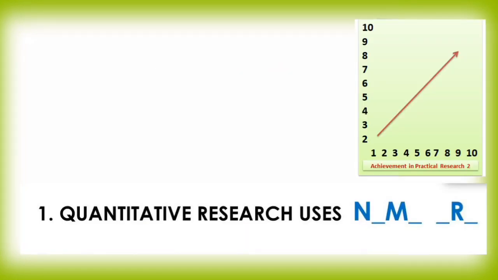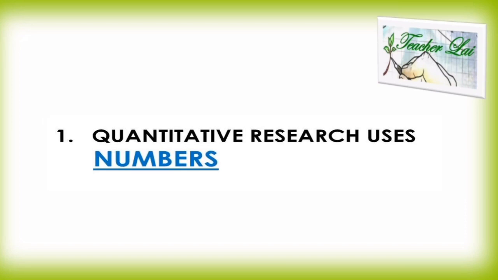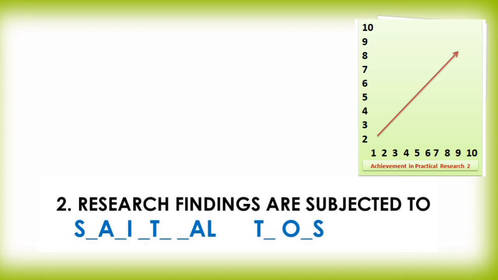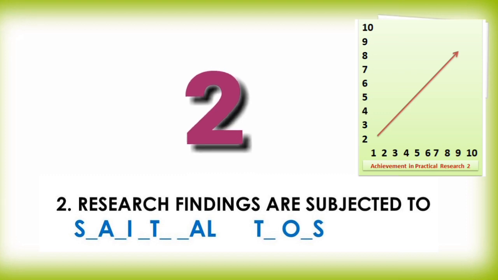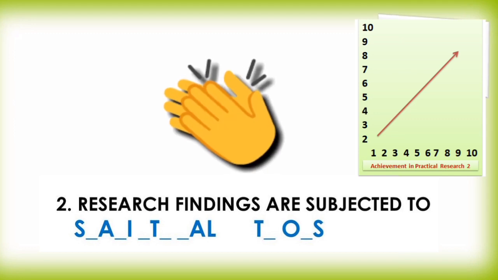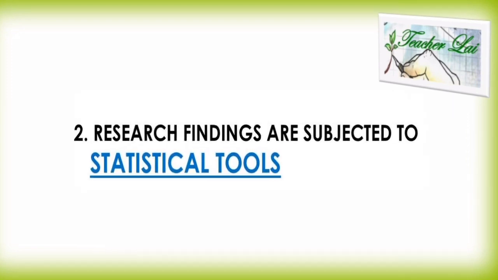Timer starts now. 5, 4, 3, 2, 1. And the answer for the number 1, you got it right! Quantitative research uses numbers. Let us proceed to the number 2. 5, 4, 3, 2, 1. And the answer is, you made it! Research findings are subjected to statistical tools.